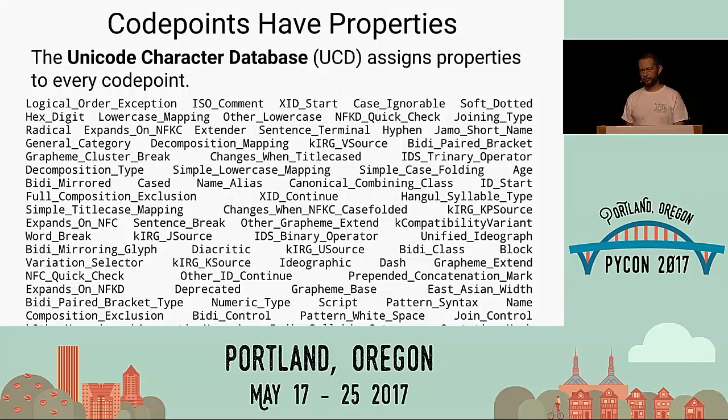Code points have properties. So they're more than just numbers separate from the other ones. The Unicode standard also defines a whole slew of properties. There's over 100. They don't all fit on this slide.